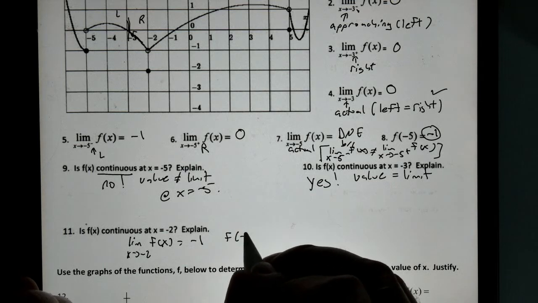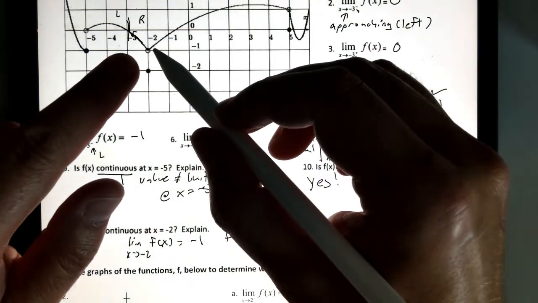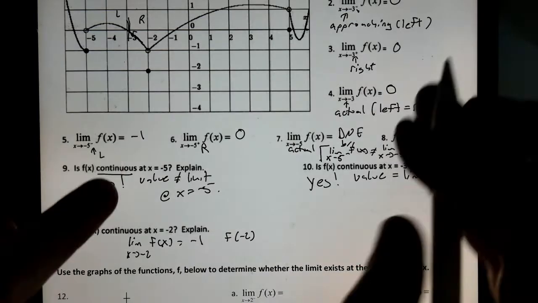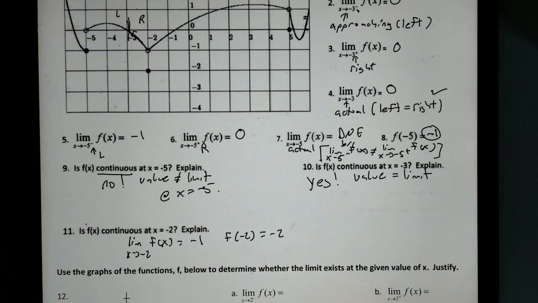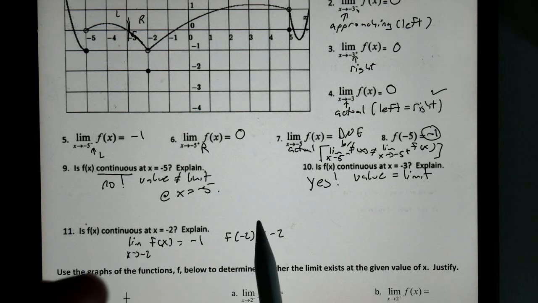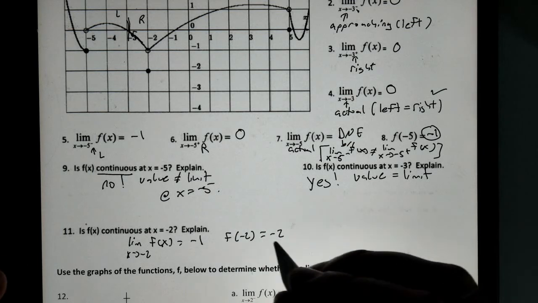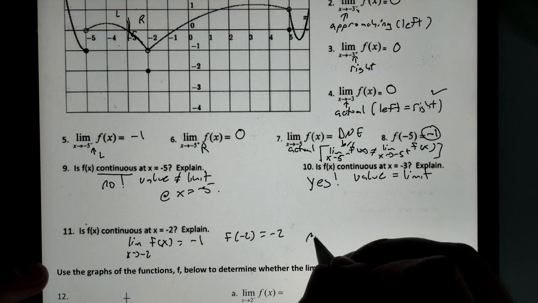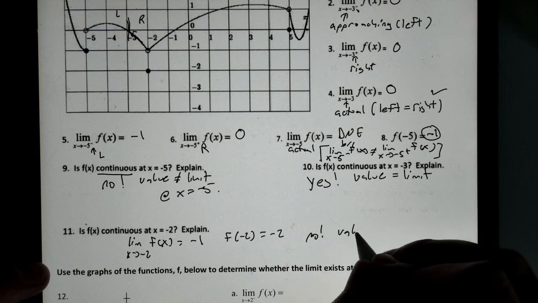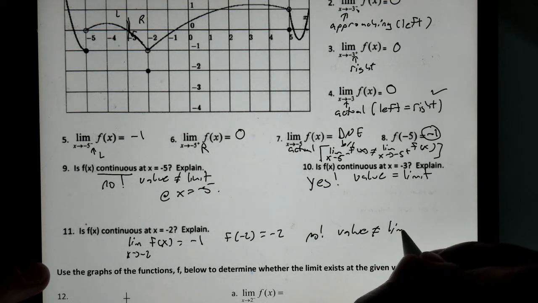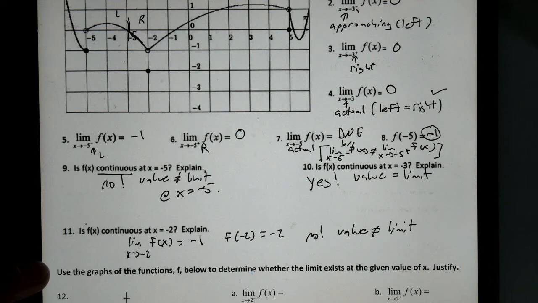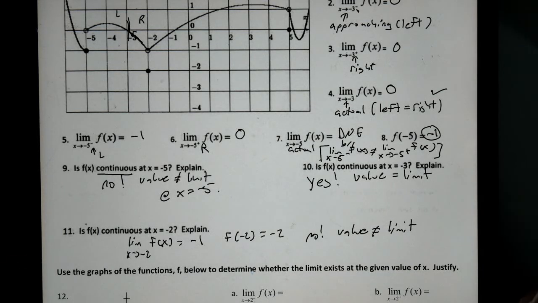But what about the value at negative 2? See, there's a hole there. The value is negative 2. So let's think about that. I have my limit, what I'm approaching, and I have my value, what it's actually going to equal. So in this case right here, they're not the same. So the answer would be no. And we're going to say the reason for now is that the value does not equal the limit. Later on in this unit, we're going to talk about a much more formal definition.